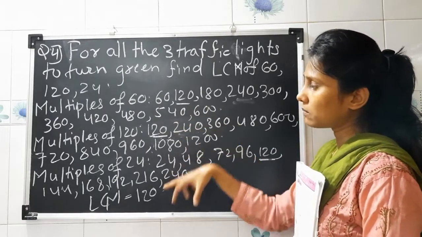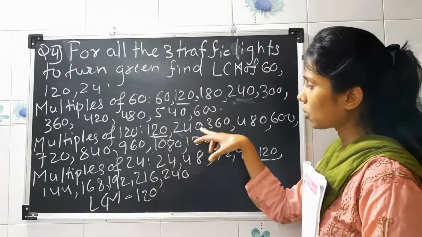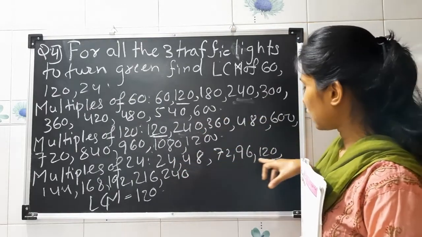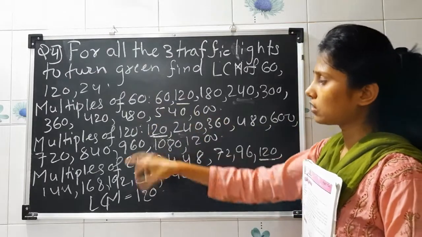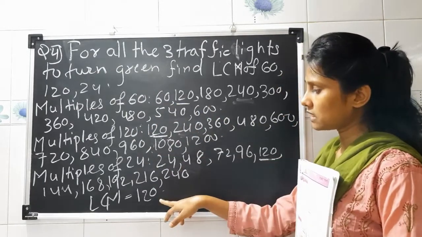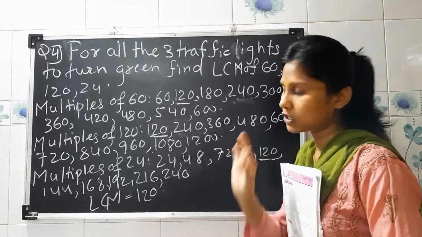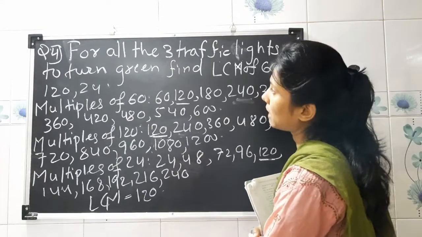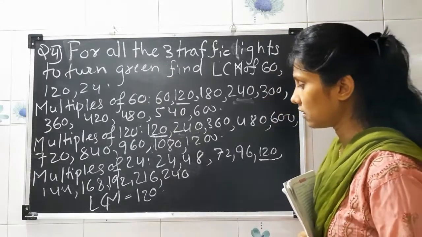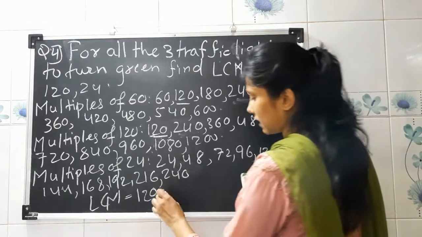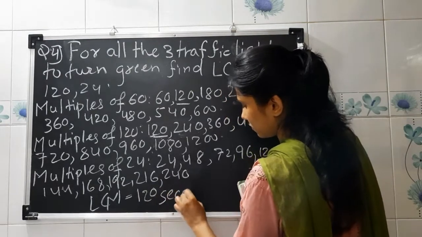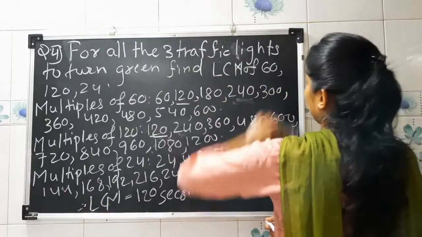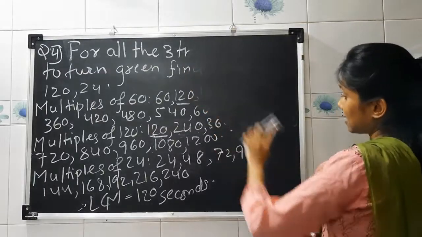First we need to find out multiples of all the numbers, then we need to find the common multiple, and then the lowest common multiple. Now here 120 is the only number which is the common multiple of all these three numbers. So we will consider number 120 as the lowest common multiple. So therefore our final answer is the time taken by the traffic lights to turn green is 120 seconds. Okay, understood? Now we will move to the next question, that is the last question, number 5.